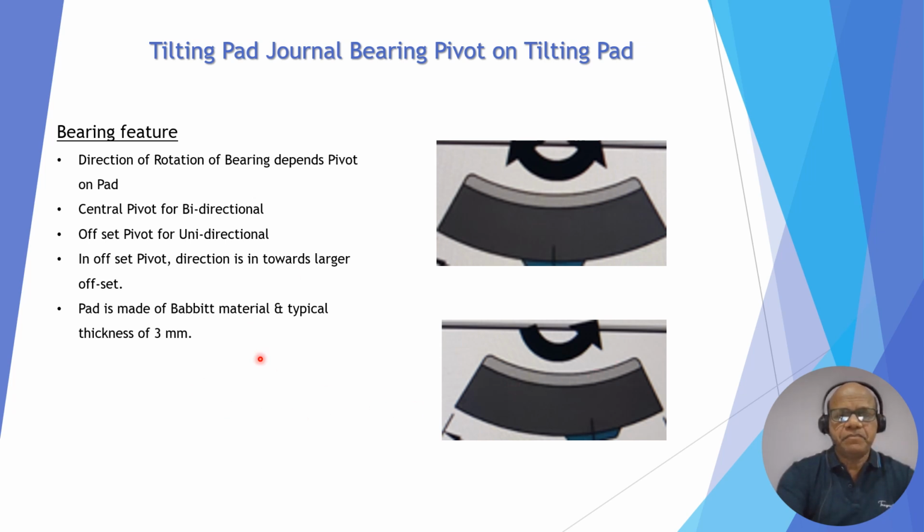Very important information. And the Babbitt, you can see, is typically 3 millimeter, and so direction is very important. Always the larger area is the direction of rotation, and it cannot be in this direction. But with a central pivot, it can be both directions.